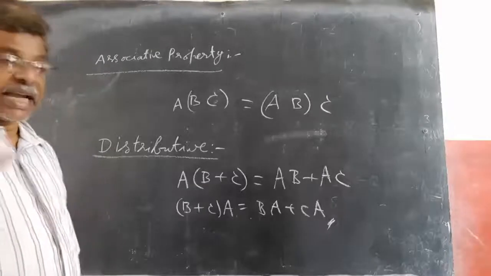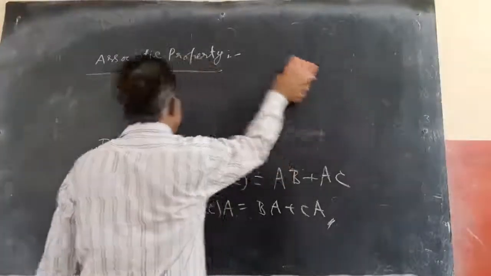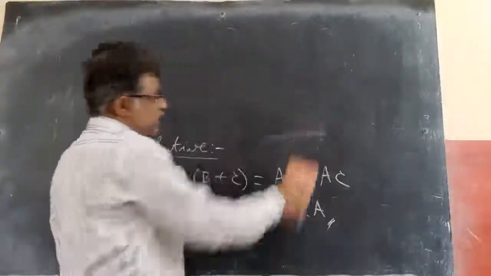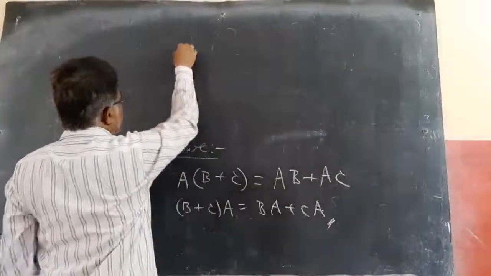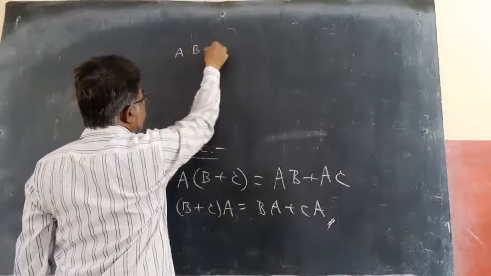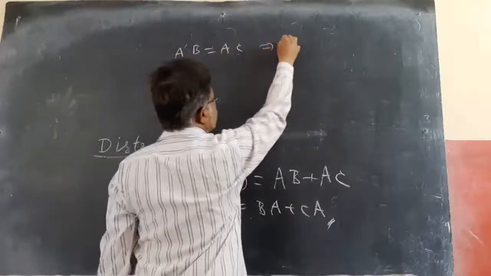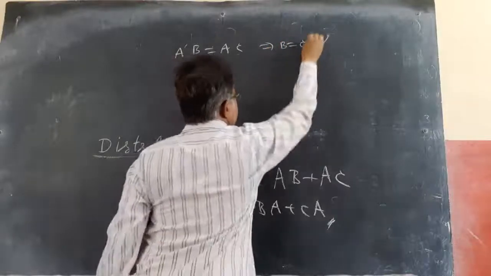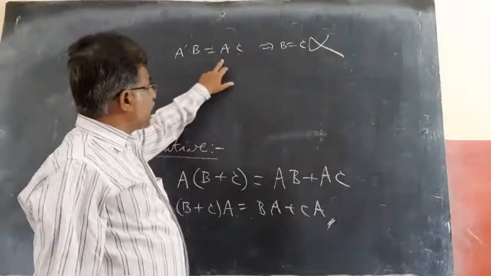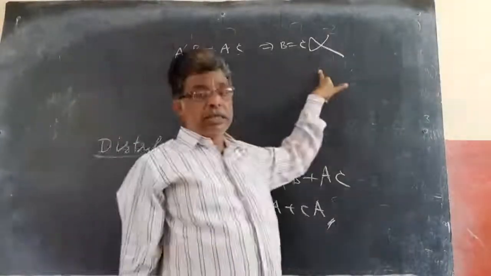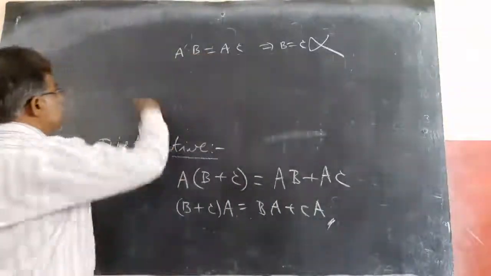But you cannot apply the cancellation law in matrix multiplication. Distributive law is applicable, but cancellation law is not applicable. I will tell you an example. What is cancellation law? If AB equal to AC, you can't cancel A and say that B is equal to C. This is wrong. AB equal to AC means usually you will cancel A on both sides and you will write B equal to C. This is not applicable in matrix multiplication.